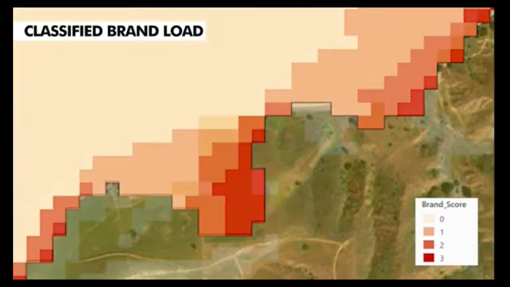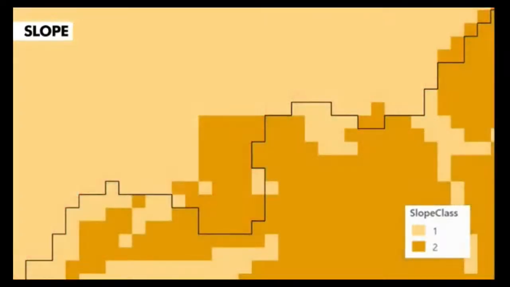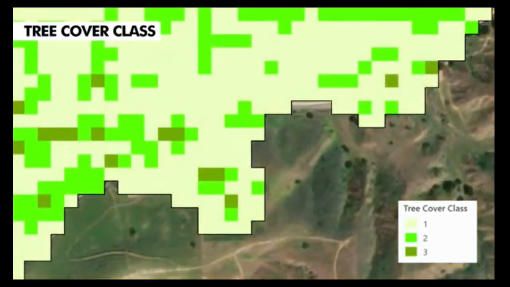of FHSC. The second input is classified slope, which has a value of 1 for areas with slope less than 20% and a value of 2 for areas with slope greater than 20%. Steeper slopes result in a lower value in the cost surface in that area and wider buffers of FHSC. The final input is classified tree cover, which has values of 1, 2, or 3, reflecting increasing tree cover. Greater tree cover results in a lower cost surface value and wider buffers of FHSC.